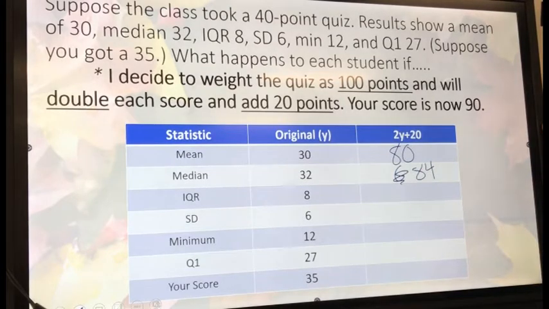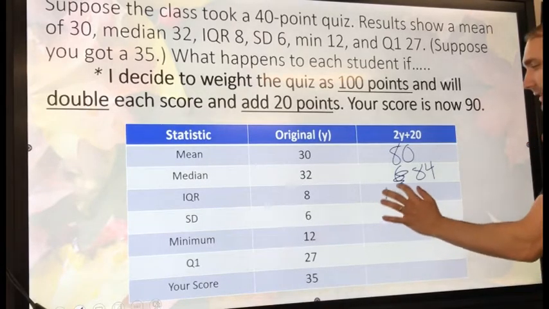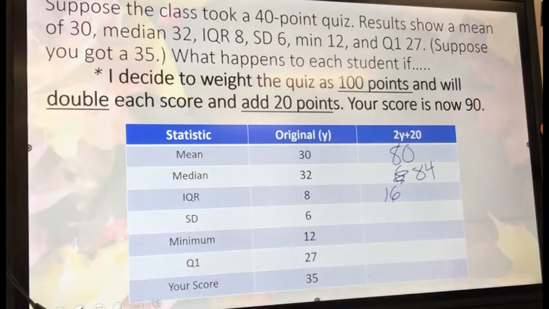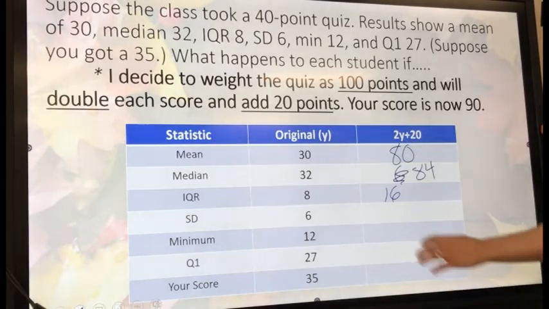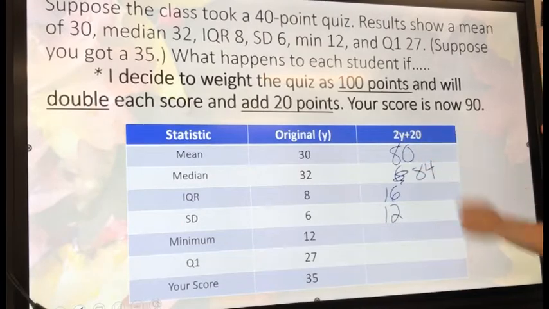The IQR, 16. Because it's double, right? It's 16, it's double. Does it get the 20 added? No, very good. That is just a 16. The standard deviation, it's just 12. It's also not affected by the adding 20.